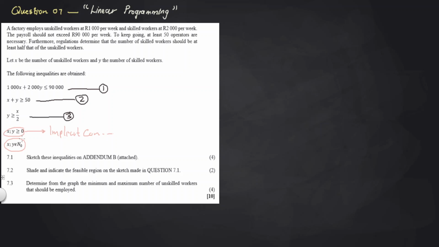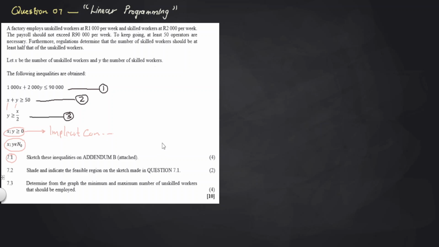It's simply saying to us that the numbers we are dealing with are natural numbers, right? So it means that x and y are natural numbers. What are natural numbers? All the whole numbers starting from 0 to infinity. I cannot have 3,5 skilled workers or 2,1 skilled workers or 0,5 unskilled workers. It doesn't work like that. So it should be a whole number: 5 skilled workers, 7 unskilled workers, something like that.